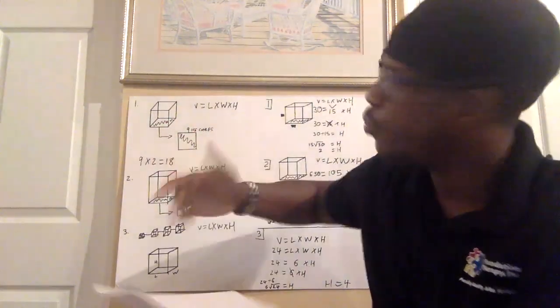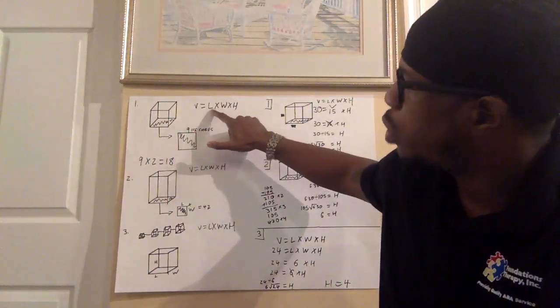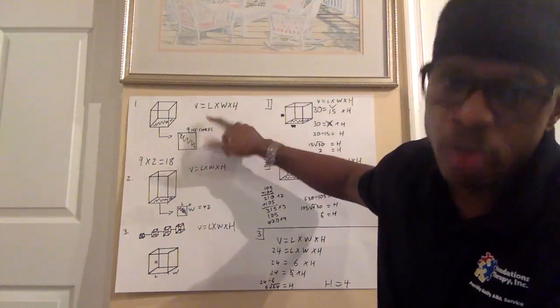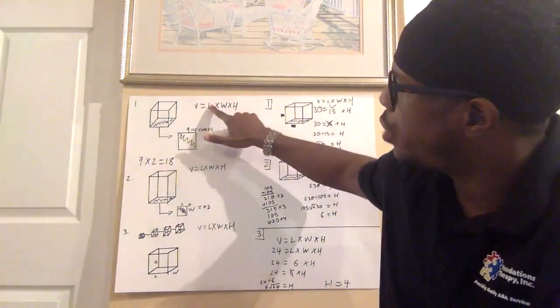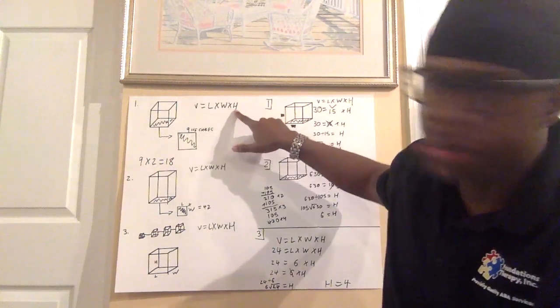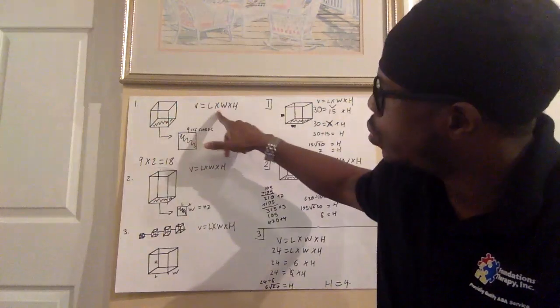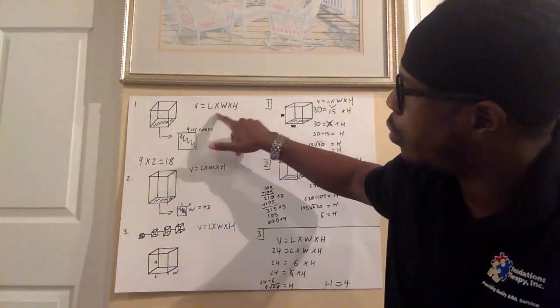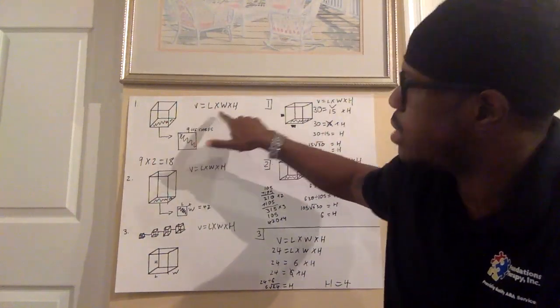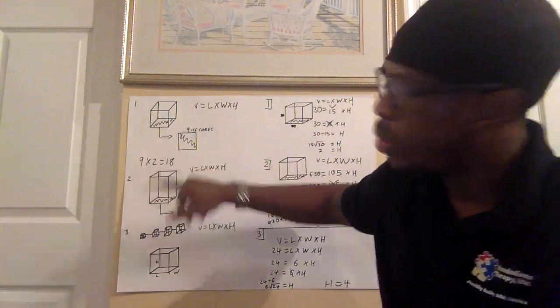What is the volume? We don't know the length or the width, but we know the area, which is length times width. So we know this already is 9. We know the height is going to be 2 layers. So all we do is multiply area times height, or 9 times 2. We know that the volume is going to be 18.